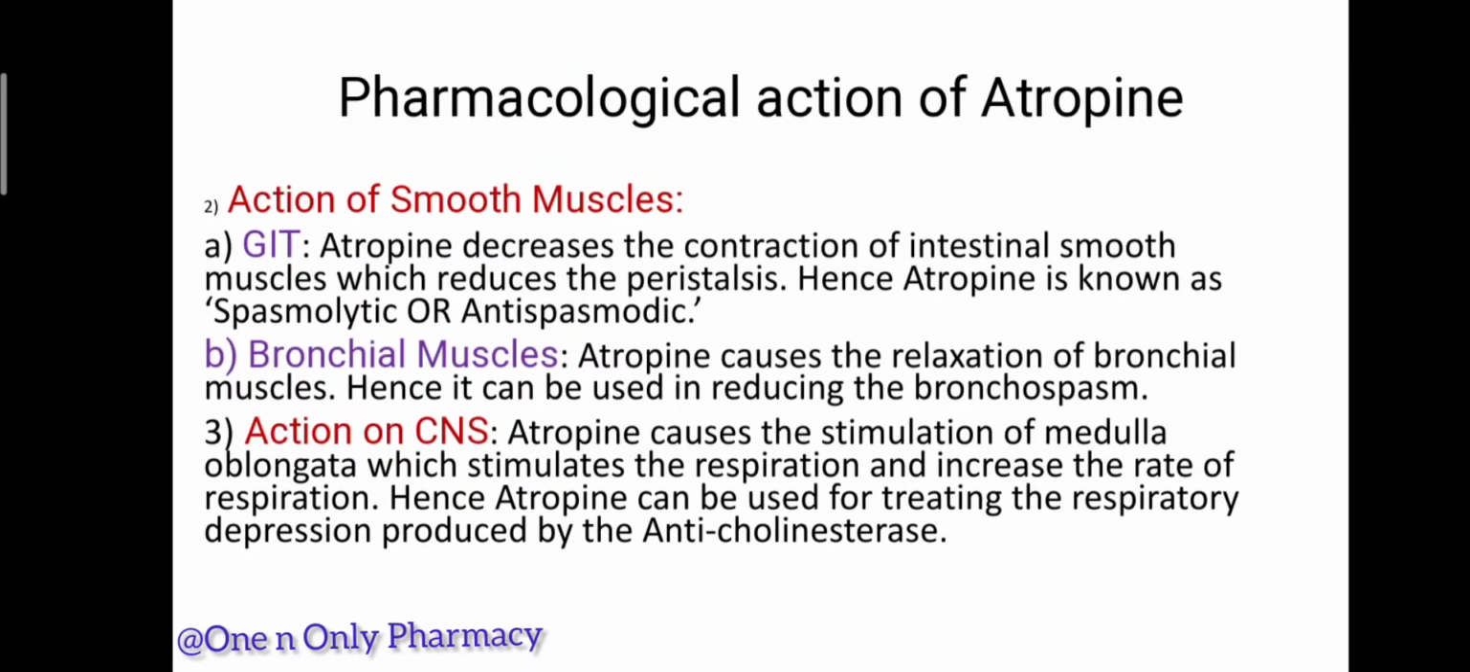Action on the CNS, that is the central nervous system. Atropine causes stimulation of the medulla oblongata, which stimulates respiration and increases the rate of respiration. Hence atropine can be used for treating the respiratory depression produced by anticholinesterases.